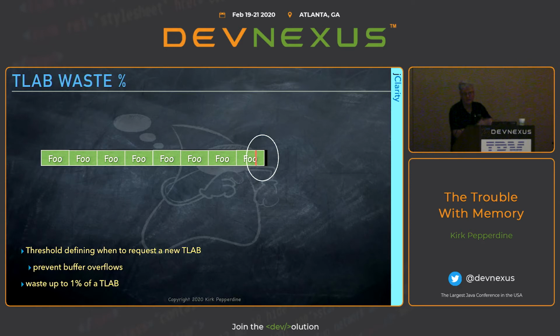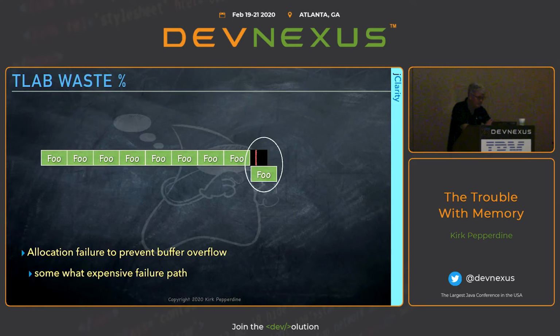if you're consistently getting into a situation where, for instance, you're not quite beyond the threshold, but you're going to overflow if you perform the next allocation, then in those particular cases, you're going to say, oh, damn, I'm going to allocate here, but I can't. Now I need to roll back and do some extra calculations, and then go off and get a TLAB, right? So basically, that threshold is to prevent buffer overflows.